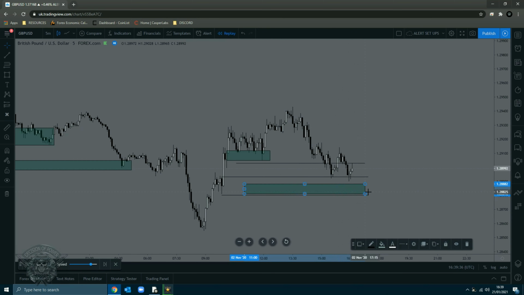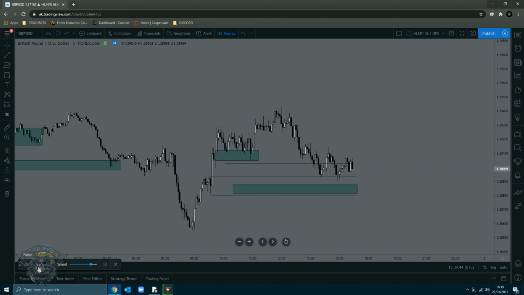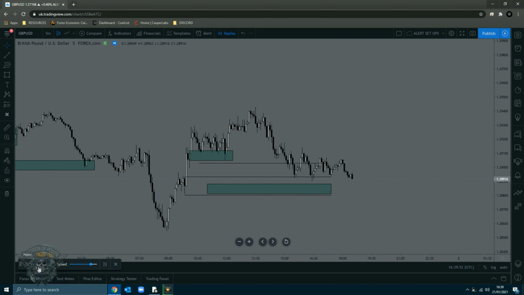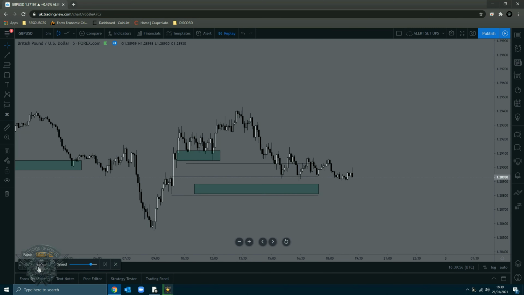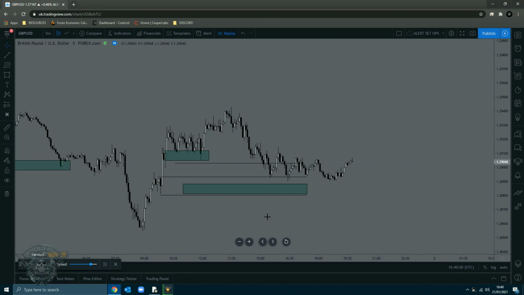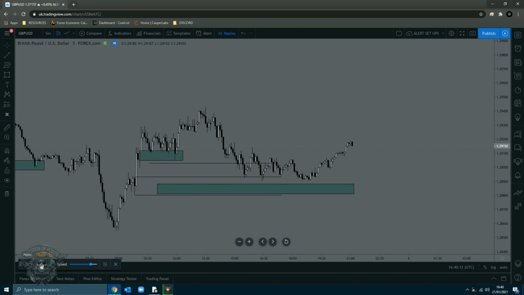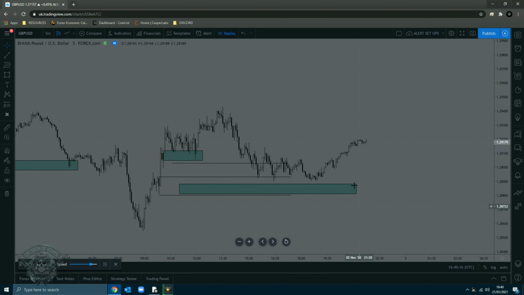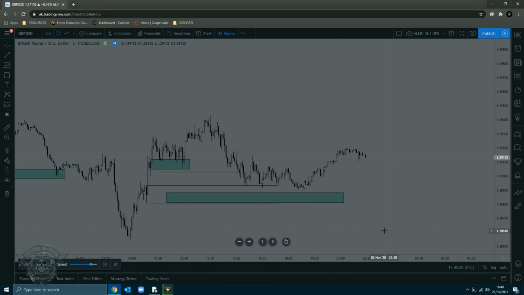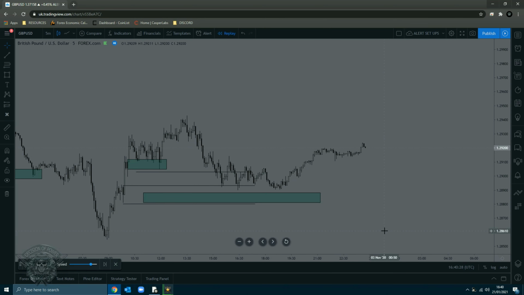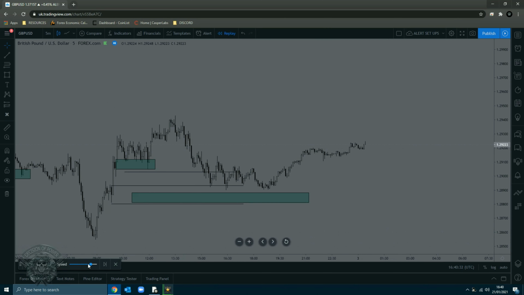And then the fib traders, you would have been really close to an entry here. Okay, it's just short of the 62. Okay, I'm just going to speed this up a little so we can get through the chart.